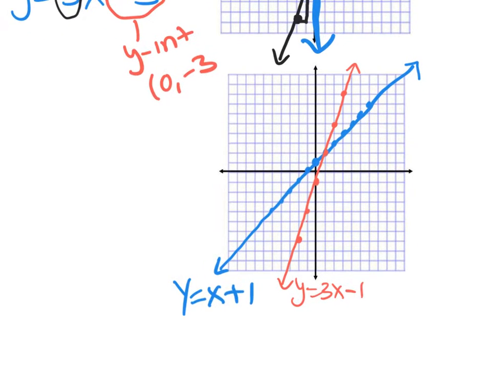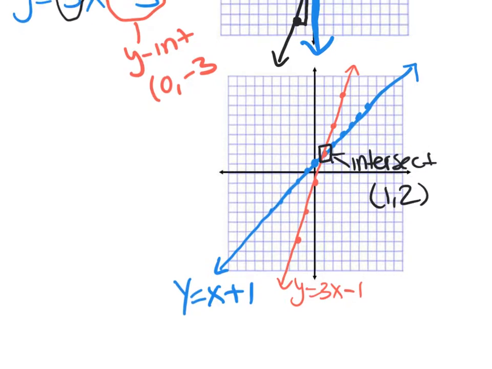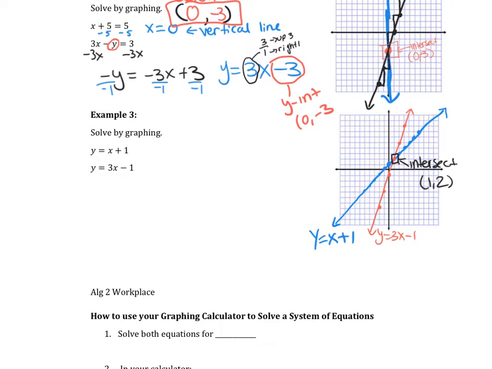So what is the point where these two lines intersect? 1, 2, right here. So our solution is that point, 1, 2.